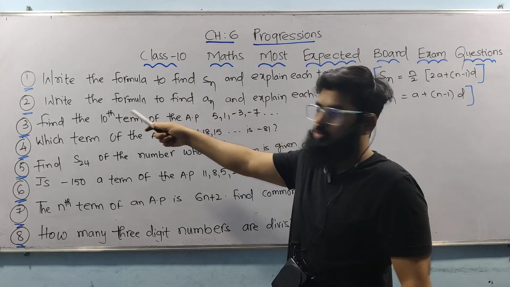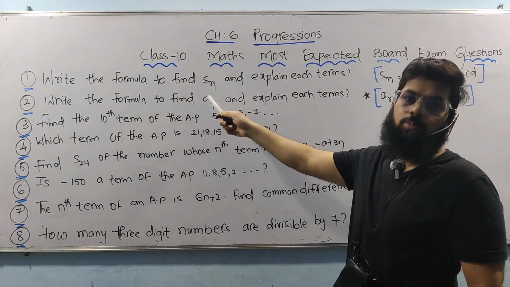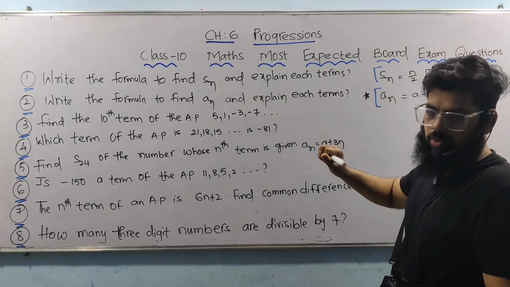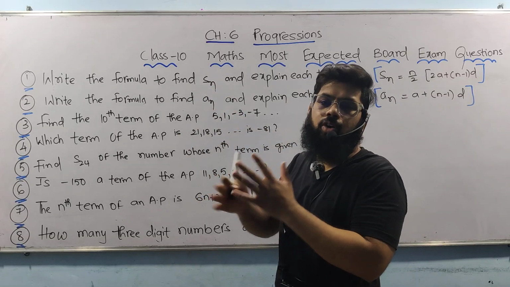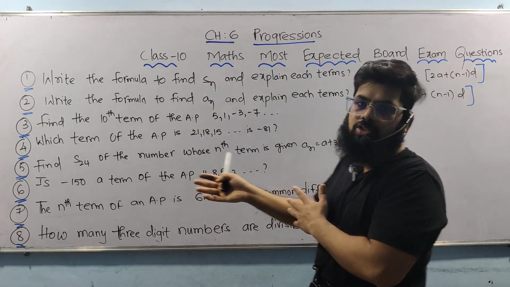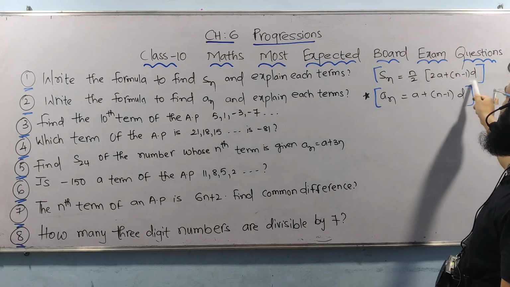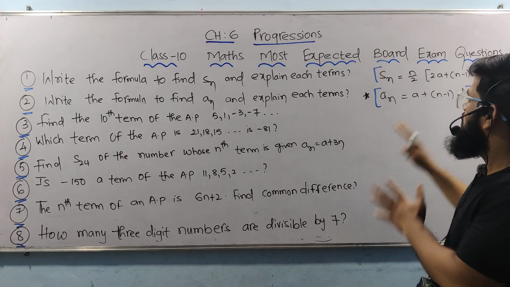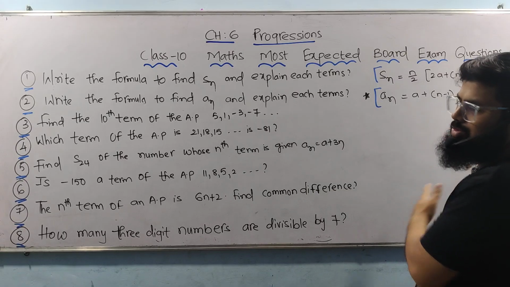Coming to the first question: write the formula to find Sn, where Sn means sum of n terms of an AP, and explain each term. Sometimes they will change the question: instead of Sn they will say sum of n terms of an AP and explain each term. Don't get confused. The formula is Sn is equal to n by 2 into (2a plus (n minus 1) into d). You need to write the full forms of all of these: what is Sn, what is a, the first term, what is n, the number of terms, and d is the common difference.